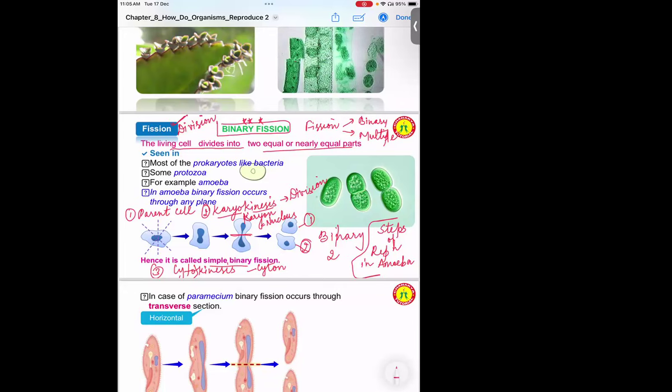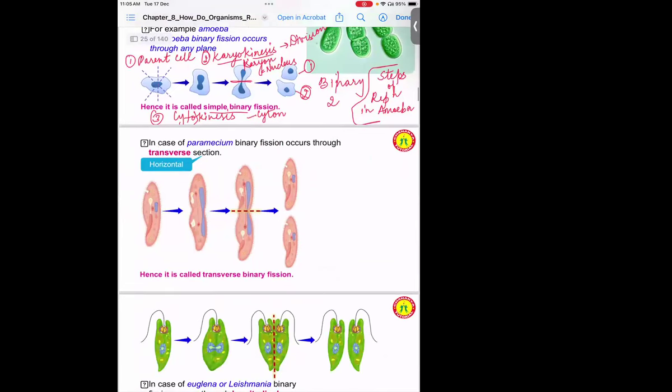And since the two daughter cells are formed, we call this process binary fission. So amoeba is a very good example of this process. Now, the second example we have is the paramecium. Paramecium also undergoes binary fission, but here they undergo transverse division. Transverse means it's the horizontal division they will be undergoing.